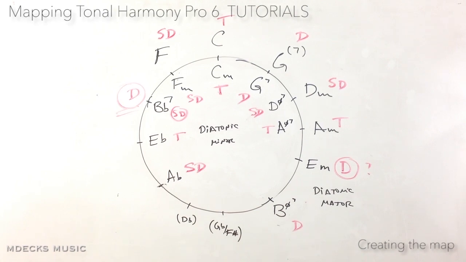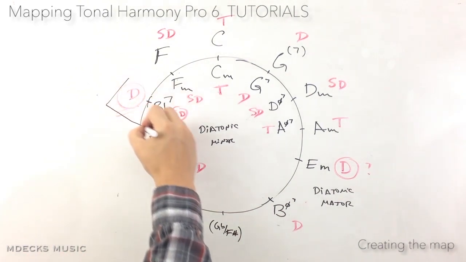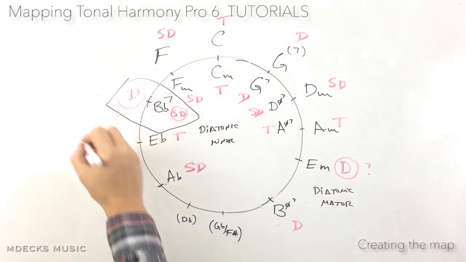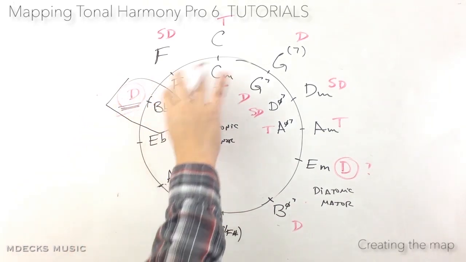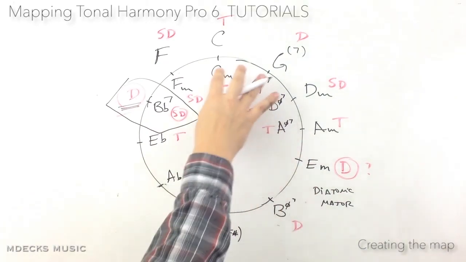It does want to resolve to E flat or deceptively to C minor, so it is a good candidate to be in the dominant region of C minor. It also acts somehow as a strange form of the B diminished.